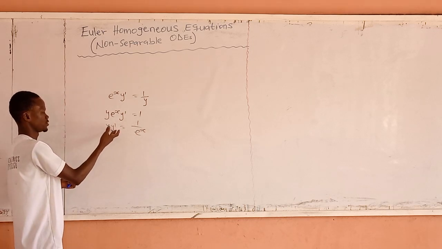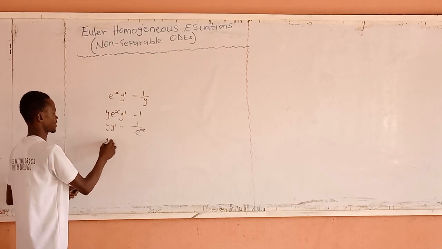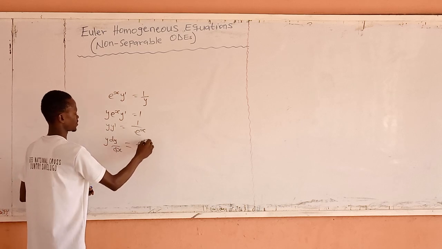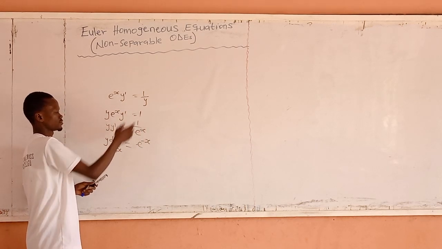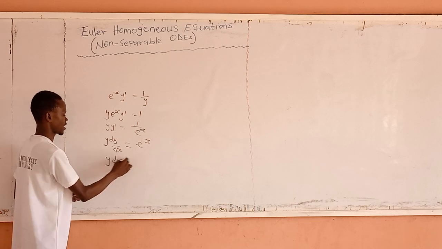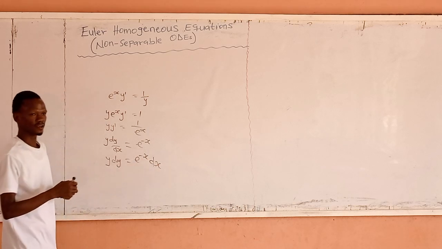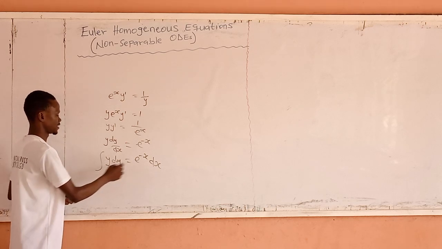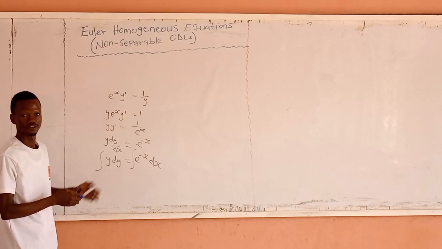So the next thing we do is to change the y prime into dy dx. So we have y dy dx to be equal to e raised to the power negative x. That is by sending the e raised to the power x to the top, so the power becomes negative. And so we have y dy to be equal to e raised to the power negative x dx. And then when we do this, we have been able to separate the variables. So we take the integral of both sides with respect to each of the variables, and then we solve it.